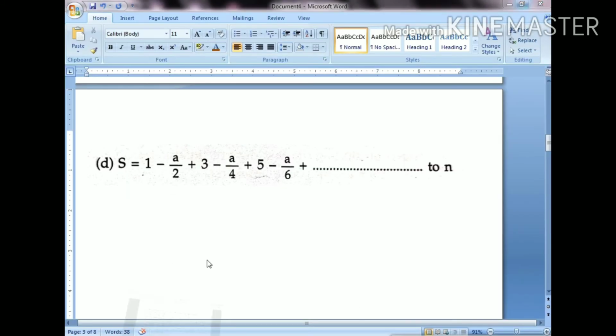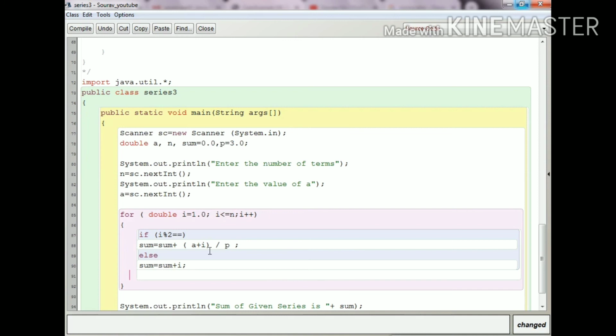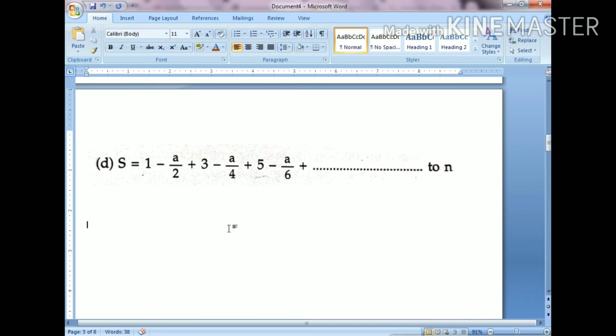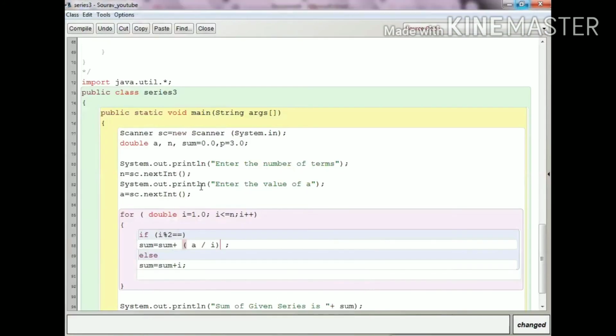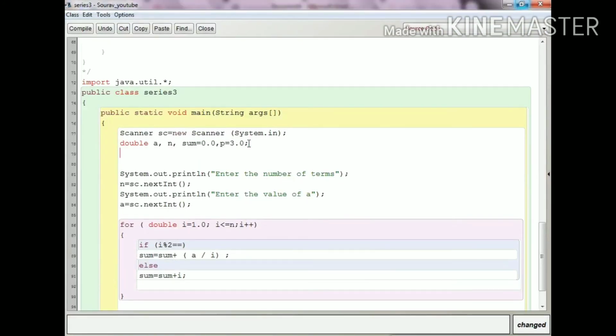Here we have to write a by i, and we have to do another thing, that is plus minus plus minus. So the plus minus concept, what I said already before, just declare a variable, use m equals 1.0, so sum into m, and after this part m equals m into -1.